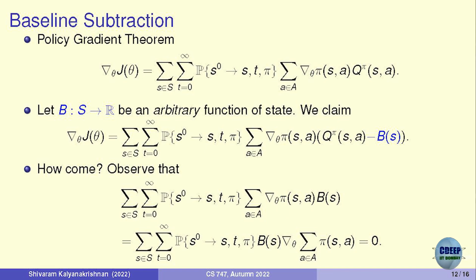Now, the innermost sum here is over actions, gradient of pi of s a times b of s. So b of s does not depend on the sum over actions, so you can take the b of s outside and then just leave this as sum over actions of gradient of pi of s a. But sum of gradient is gradient of sum, so you can write it as gradient of sum over actions pi of s a. But then we know that if you sum up over the actions pi of s a, you get a 1. It's a probability distribution, so the gradient of a constant is 0.